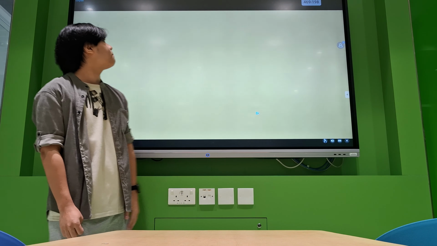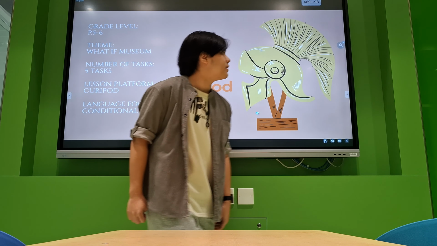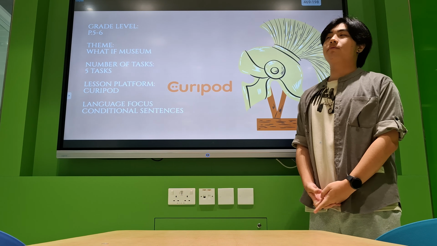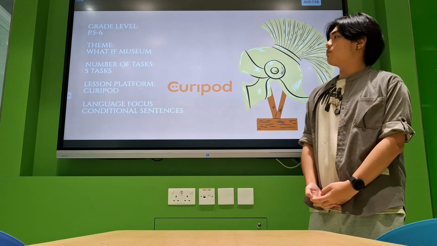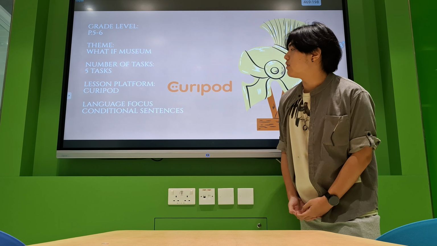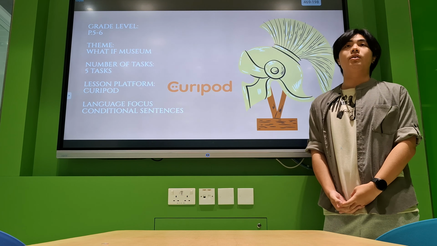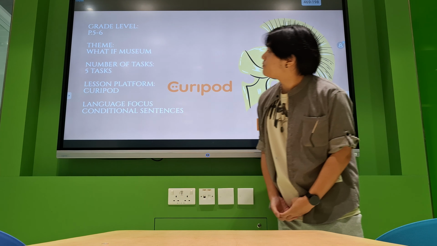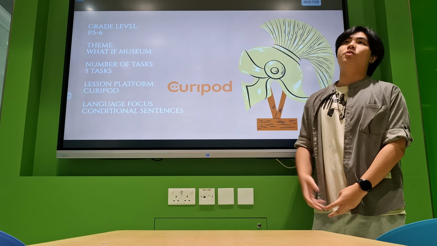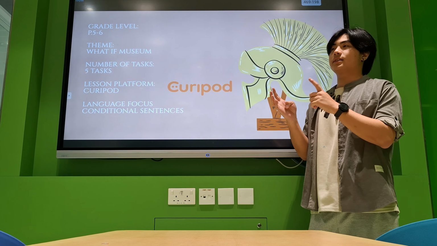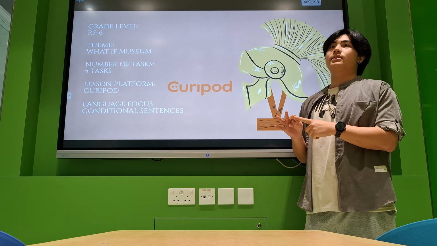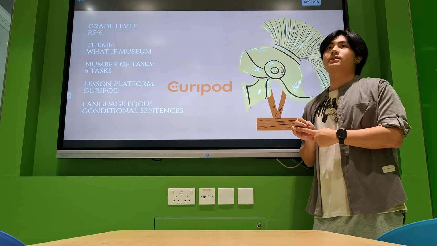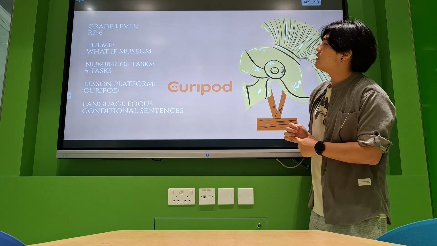Okay, so first, I'm going to talk about the details of our lesson plan. Our lesson is prepared for primary 5 to primary 6 students. This is because our language focus is the conditional sentences, which is the if clause or what if, according to the topic of our lesson plan. There are also in total 5 tasks, including activity 1, activity 2, activity 3, and then a final evaluation of a writing task and another quiz.